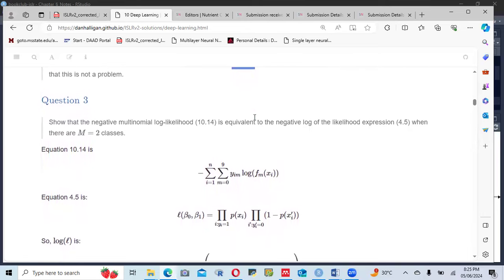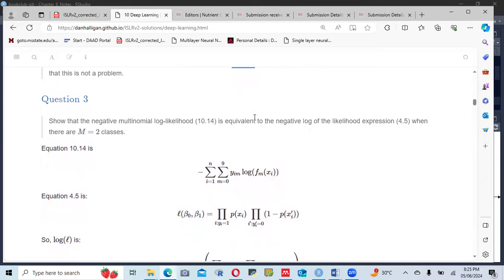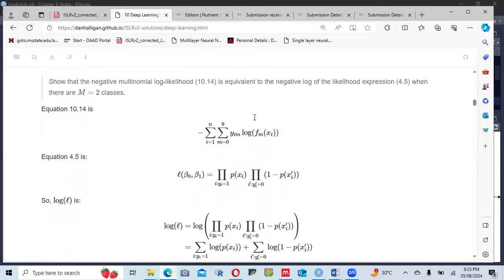The third question they were talking about is that we should show that the negative multinomial log likelihood is equivalent to the negative log of the likelihood expression when there are M equals to two classes. So here we are trying to see how we can apply log to this problem. So we have equation 10.14, which is given by this, where we have y_mi log of f_m of x_i, where i is equal to 1 and m is equal to 0. So from equation 4.5, which is given as this.